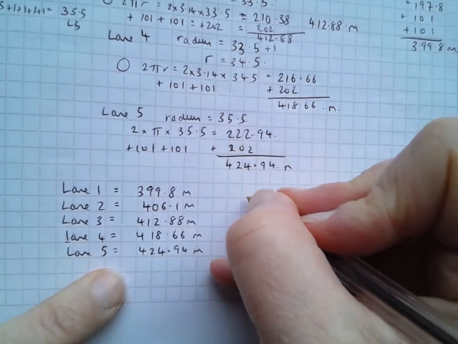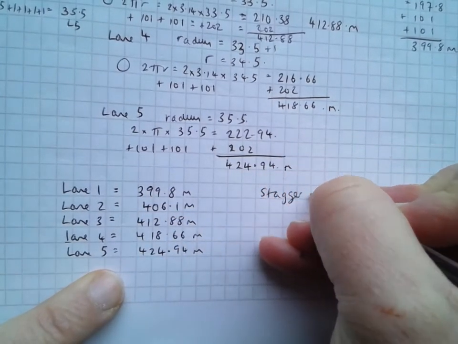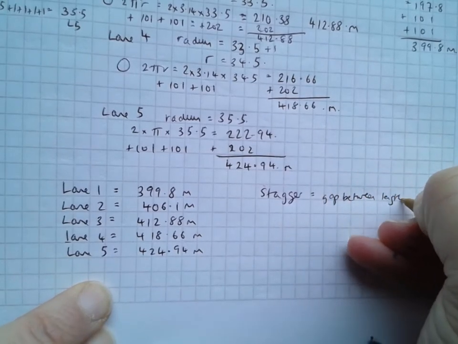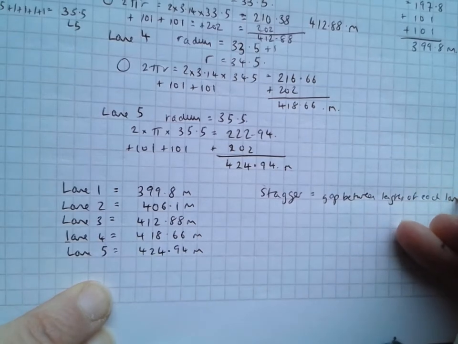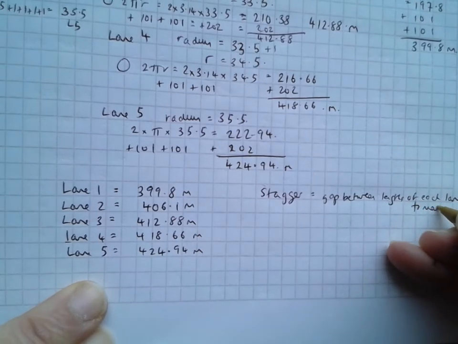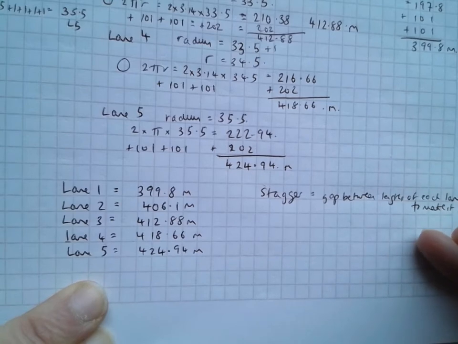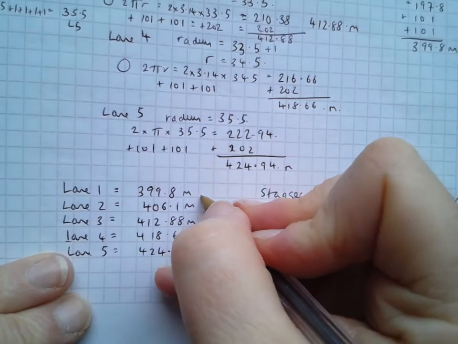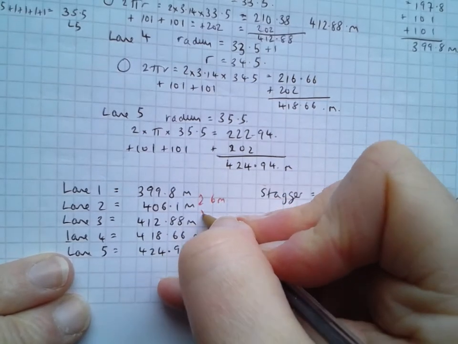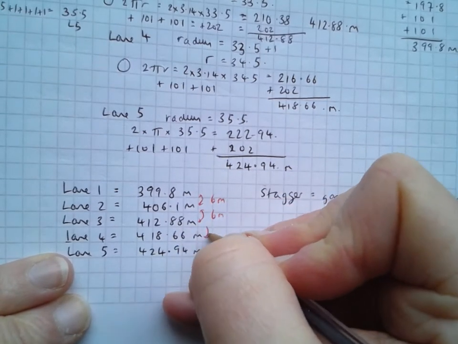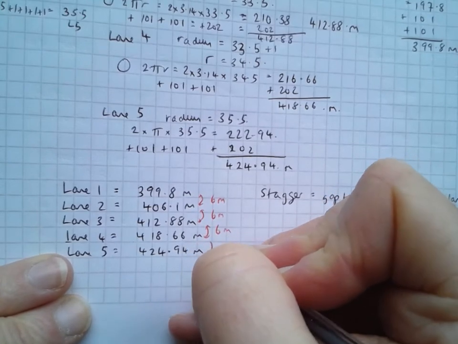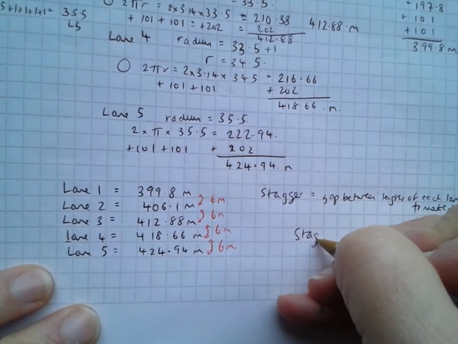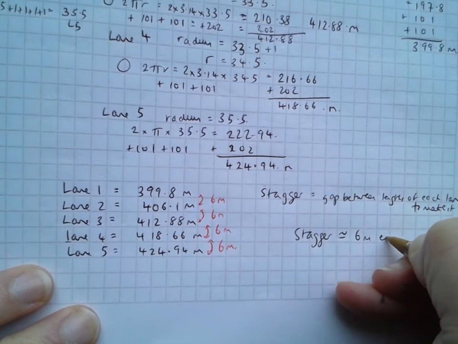The stagger is going to be the gap between the lengths of each lane to make it 400 meters, because as you know, an athletics track should be 400 meters. So this is roughly 6 meters each time. So the stagger is going to be approximately 6 meters each time. And I'm not going to work those out in detail.